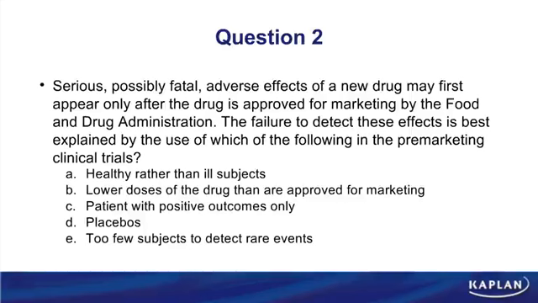The only way that you're going to detect rare side effects is when you have a much larger patient population, and that only happens in phase 4, the post-marketing surveillance studies that we do. So the correct answer here is E. There were just too few subjects to detect those rare events.